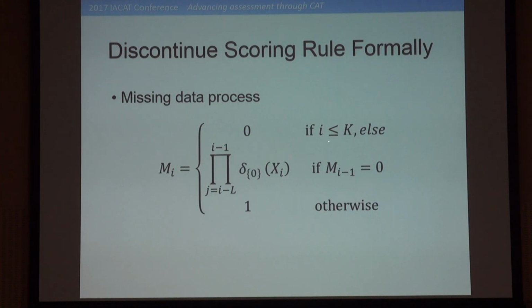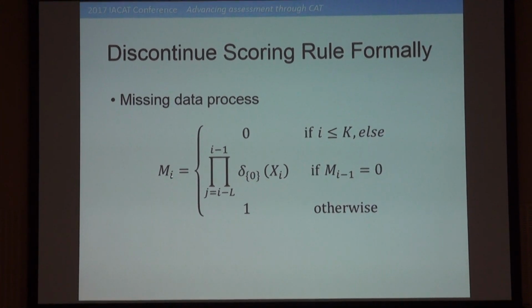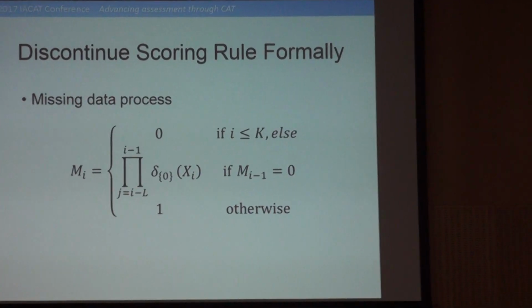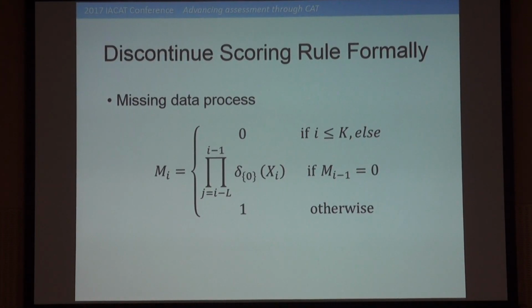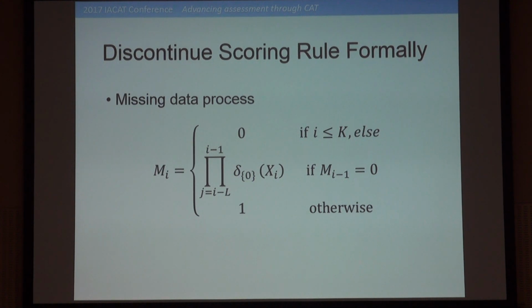So in the first few items, you simply get no missing data at all. This describes the missing data process. If the previous missing indicator was 0, so there was no missing data, you check whether the previous items were missing, all of them, all L of them. If the previous item was already missing, this next missing data indicator also gets a 1. So that means you get a string of zeros, which say, well, there is no missing data, all is observed, and then you get a string of 1s following that. Everything is missing after that.